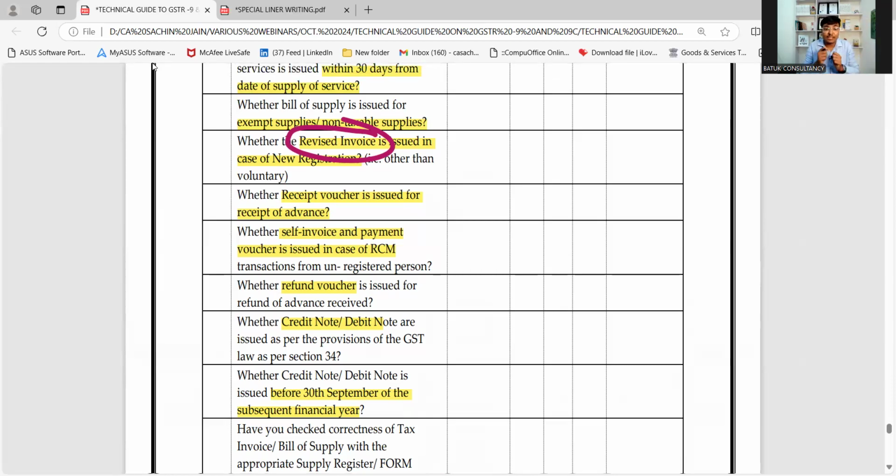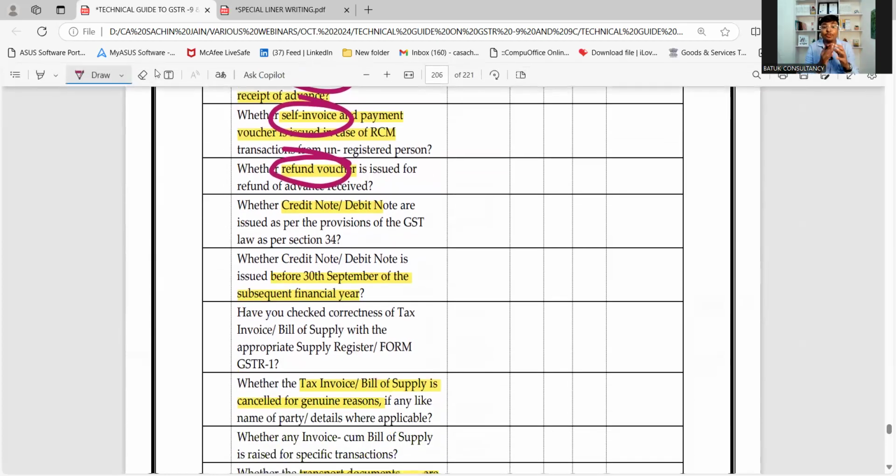If there is any advance received, in such a situation, the receipt voucher has been generated. If there is any refund of advance, in such a situation, the refund voucher has been generated or not. In case of reverse charge mechanism, when the taxpayer is paying the tax under reverse charge mechanism and claiming the input tax credit, in such a situation, whether that person has enabled the mechanism of self invoicing or not. कहीं ऐसा तो नहीं वो self invoicing वाला mechanism follow ही नहीं कर रहा है.